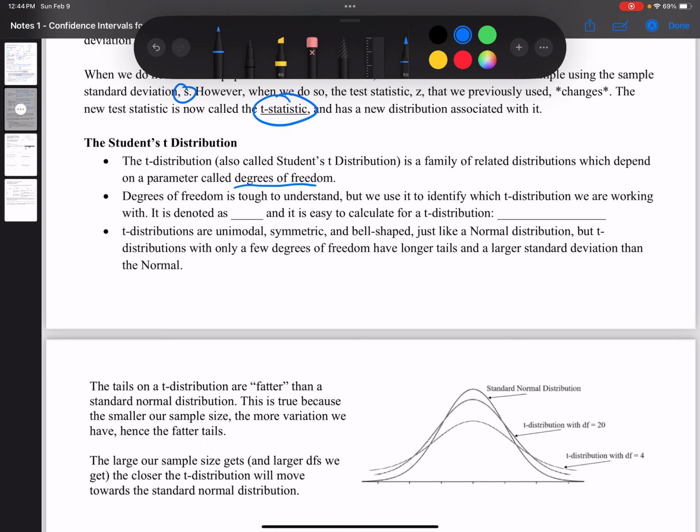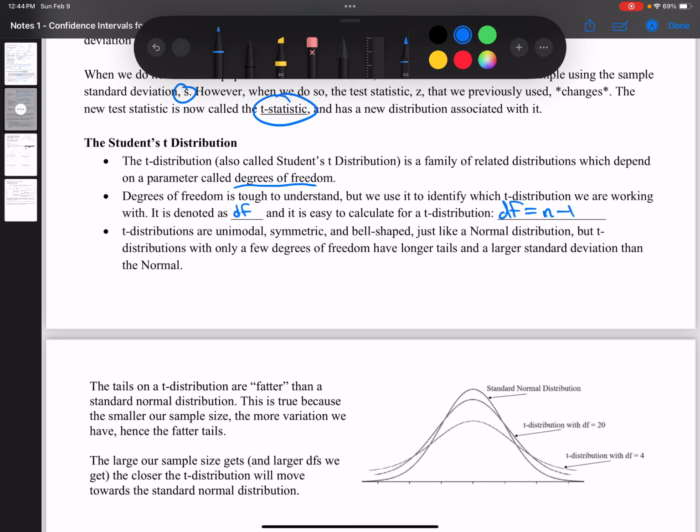I can go over it with you in class if you want me to, but just to make things easy, we use it to identify which t distribution we're working with. It's denoted as degrees of freedom, df. It's easy to calculate for a t distribution, super easy. Our degrees of freedom is always going to be equal to n minus 1, so our sample size minus 1.